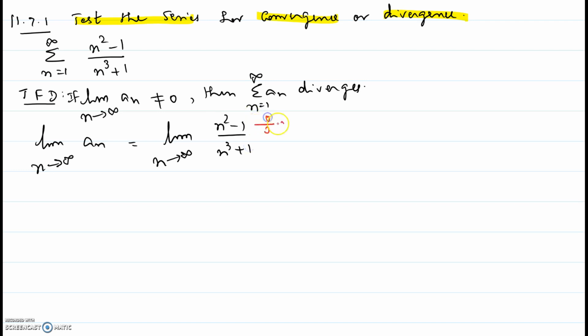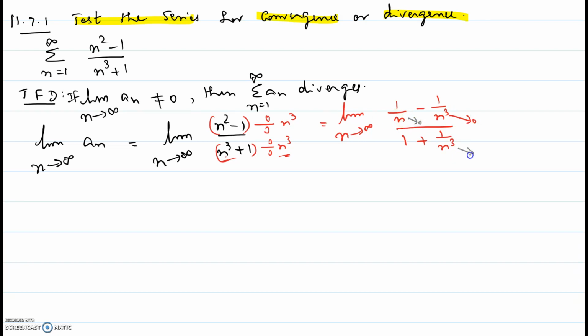We'll divide the numerator and the denominator by n cube. So this will become n square over n cube, which is 1 over n, minus 1 over n cube, divided by n cube over n cube, which is 1, plus 1 over n cube. As n approaches infinity, 1 over n will become 0, and 1 over n cube will become 0 as well. So you are left with 0 in the numerator and 1 in the denominator, so it's equal to 0.